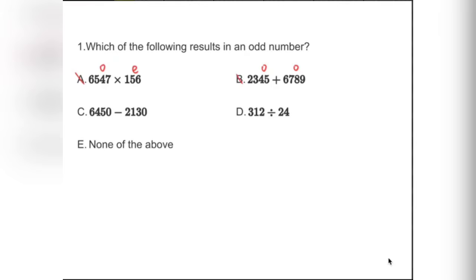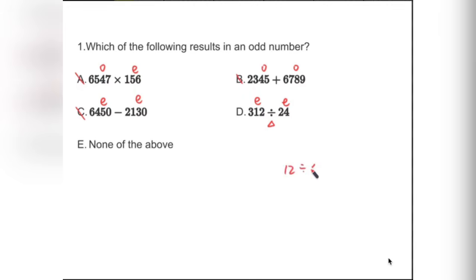Next, it is an even number minus an even number. Just as I showed you, the answer should be even. And the last one, pay attention to the division part. This is an even number divided by an even number. Must the answer be even? Actually, no. Let me show you a very easy example.